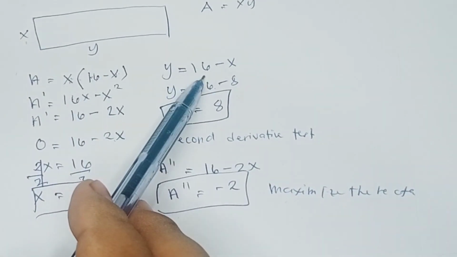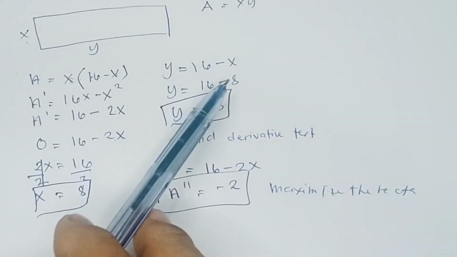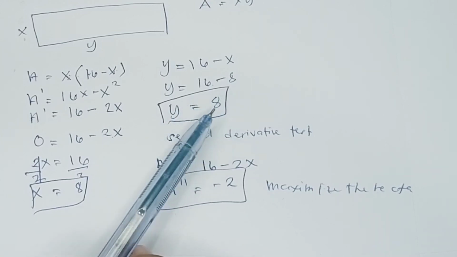Y is equal to 16 minus what is our x? It would be 8. Y is equal to 16 minus 8. Our y is still the same. It's 8.